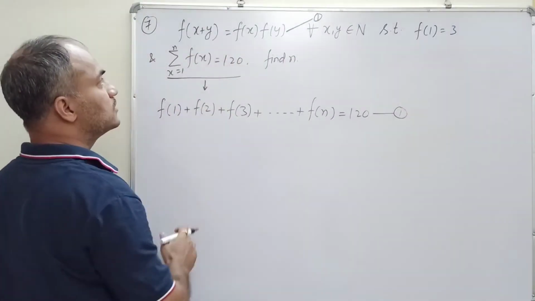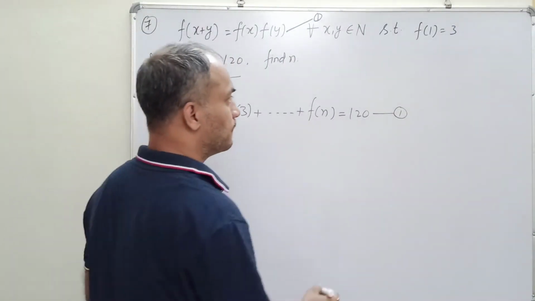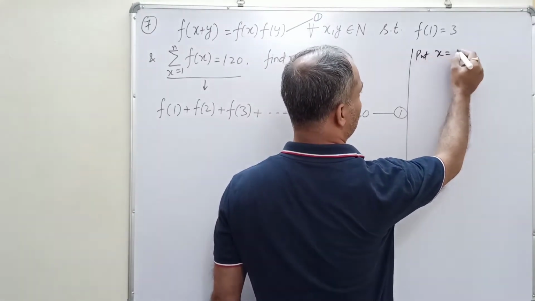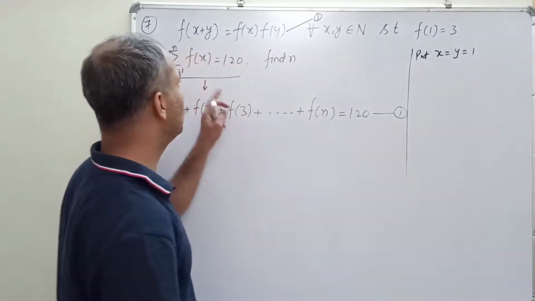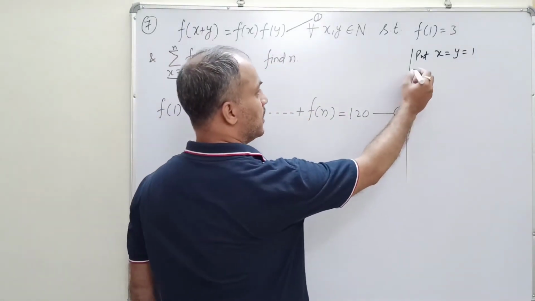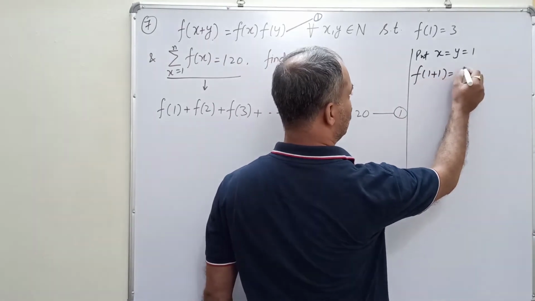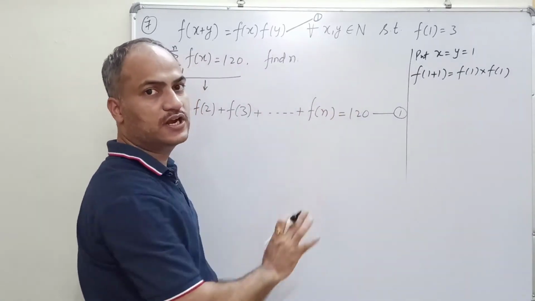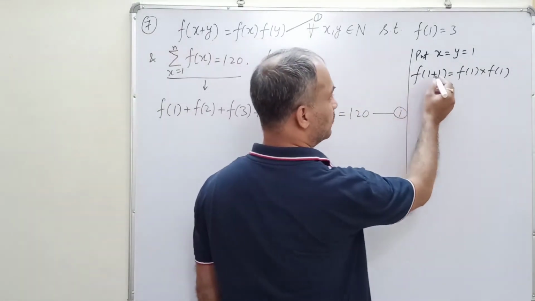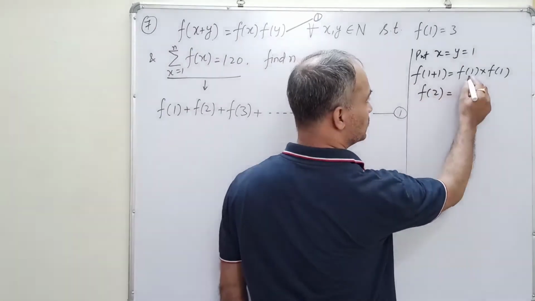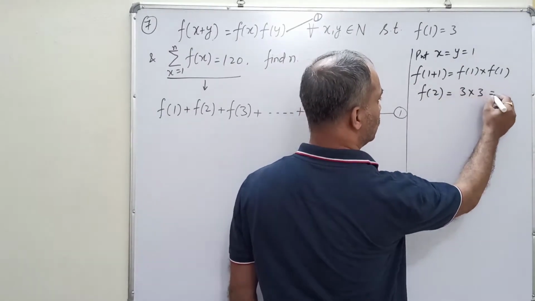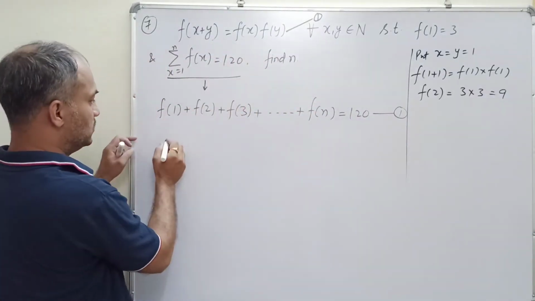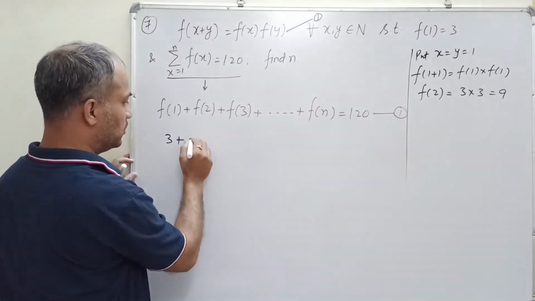From this equation, suppose we put x equal to y equal to 1. So what happens? 1 plus 1: f(1+1) is equal to f(1) into f(1). Now 1 plus 1 is 2, and f(1) is 3, so this becomes 3 into 3, which is 9. So f(2) we have got as 9, and f(1) is given to us as 3.